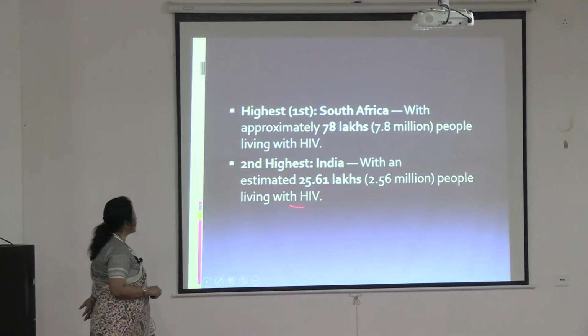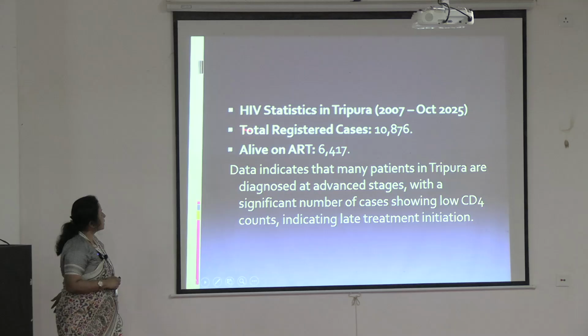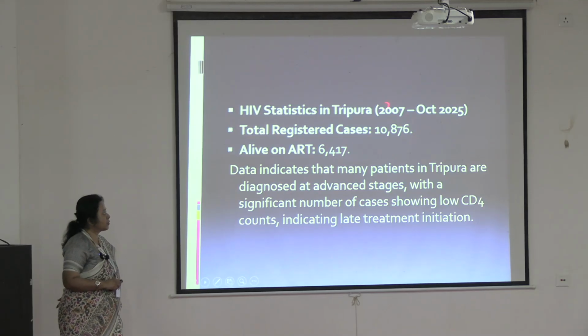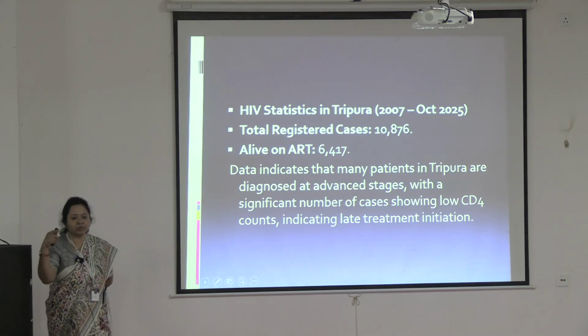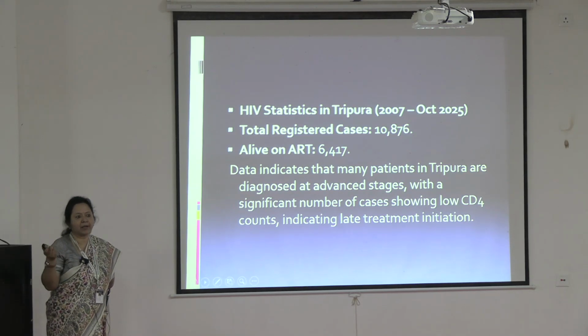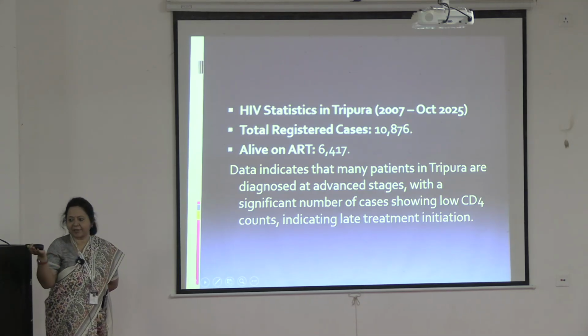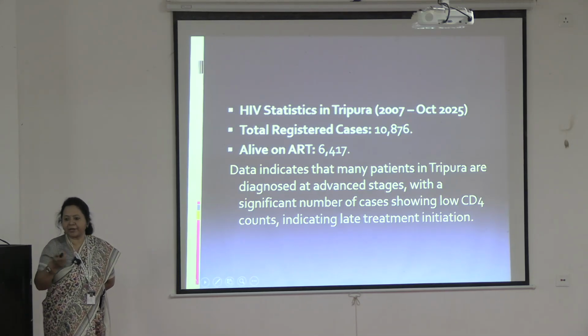So second highest is India, 25.61 lakhs. Now HIV statistics in Tripura. Whenever you listen to any of the news regarding statistics of HIV in India, I have seen that Tripura news is always there. These days, only in the last 2 years, we are seeing that Tripura is also included in that, right?